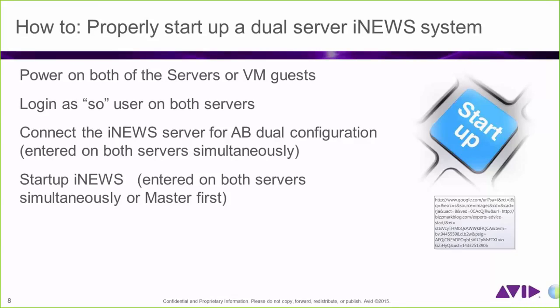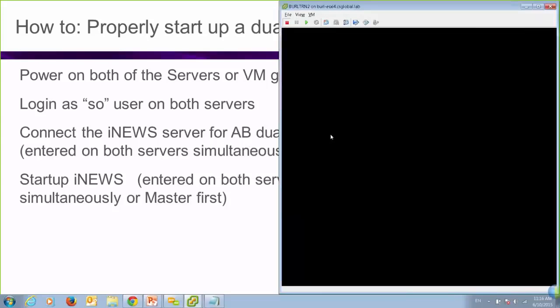And then we'll connect the servers, and this is where we tell it the system's going to be an AB system. We're going to have two servers in the system. And then lastly, we'll start up all the iNEWS devices and services and put the system online so the users can log in. So I'll go back to my two screens here.